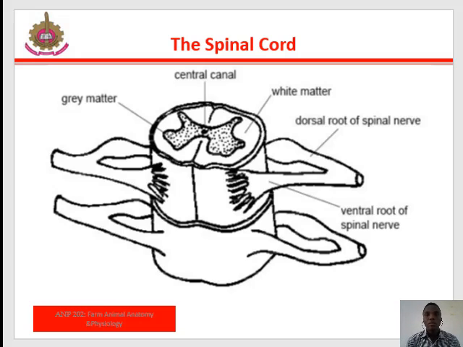Another integral part of the central nervous system is the spinal cord. The spinal cord is a cable of nerve tissue that passes down the channel in the vertebrae from the hindbrain to the end of the tail. It becomes progressively smaller as paired spinal nerves pass out of the cord to parts of the body.